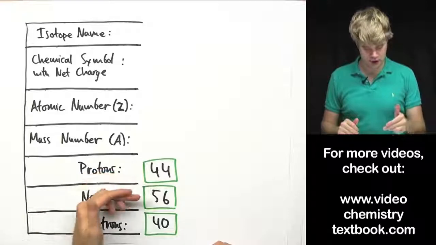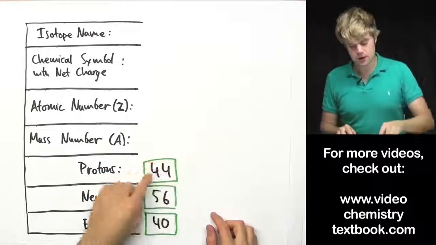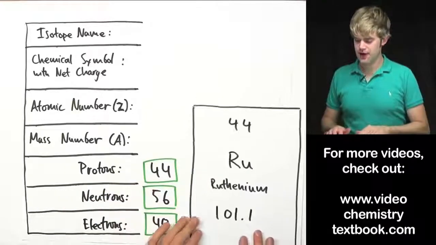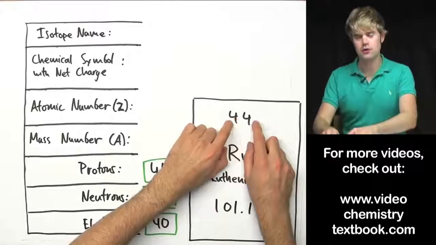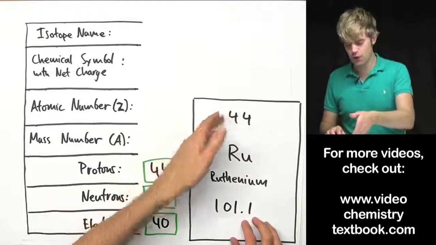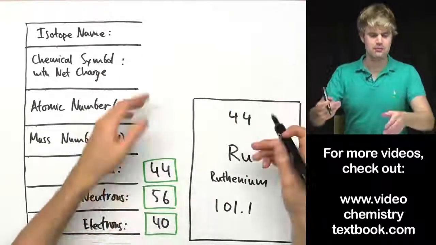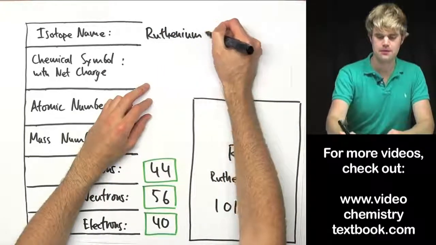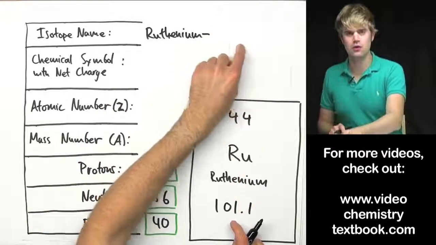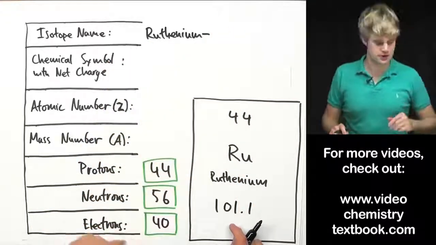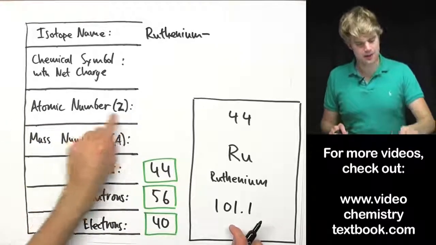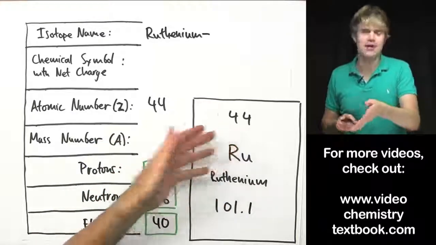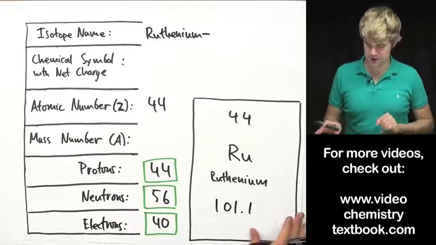Here we know protons, neutrons, and electrons. Let's start with protons: 44 here. We can look up on the periodic table and find out which element has an atomic number of 44. If you got 44, you're ruthenium. So I can put that up here as the isotope name, ruthenium. But I'm still going to have to come back and deal with the mass number that we put after it in the isotope name. Atomic number, I can take care of that right away. It's 44, the number of protons.